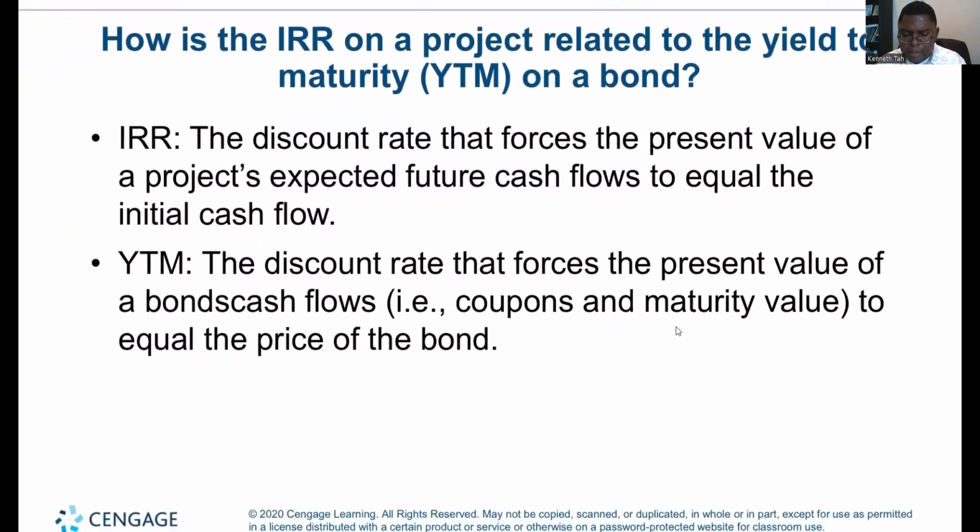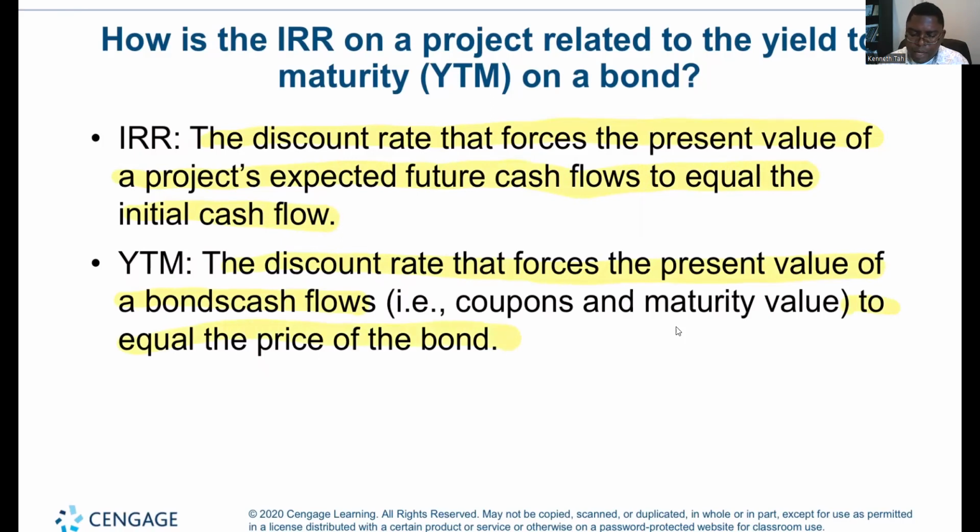How is the internal rate of return on a project related to the yield to maturity? Internal rate of return, which we just discussed, is the discount rate that forces the present value of a project's expected future cash flow to be equal to the initial investment, or that forces the NPV to be equivalent to 0. The yield to maturity is the discount rate that forces the present value of a bond's cash flow to be equal to the price of the bond.